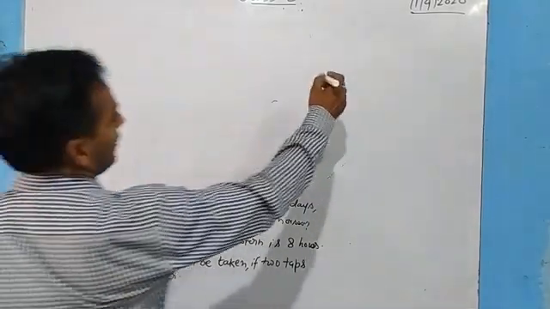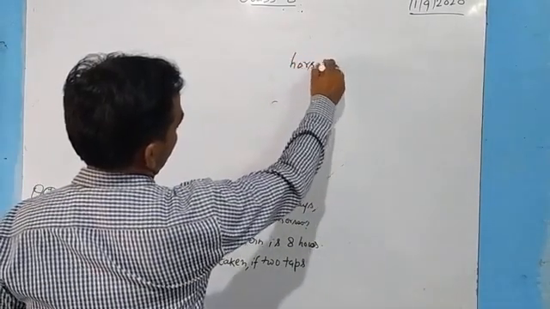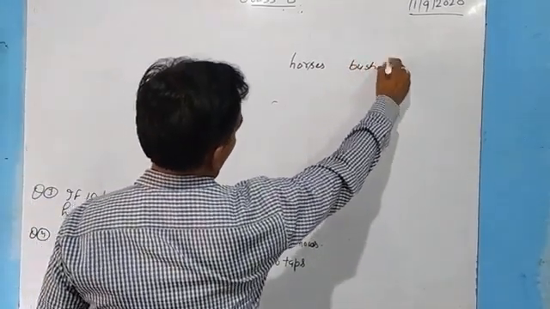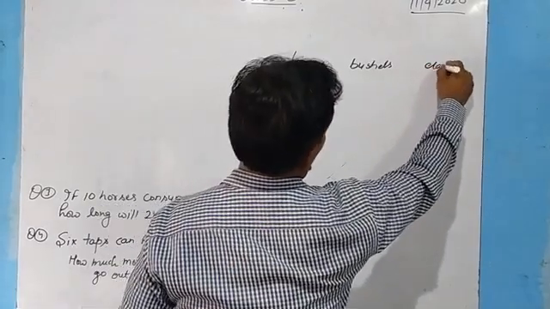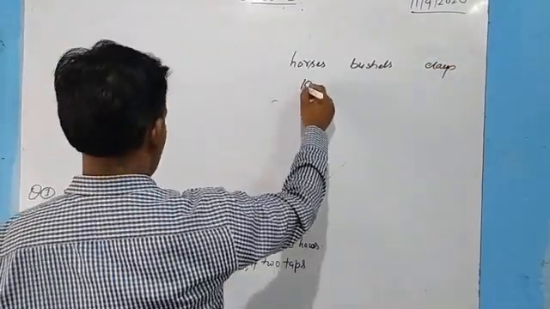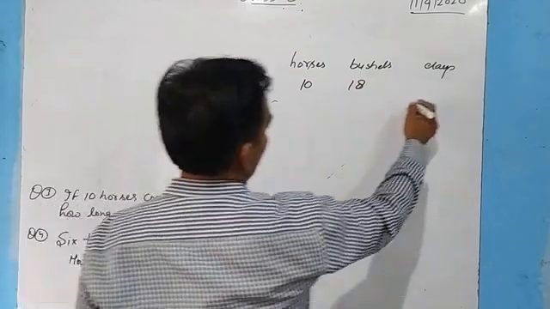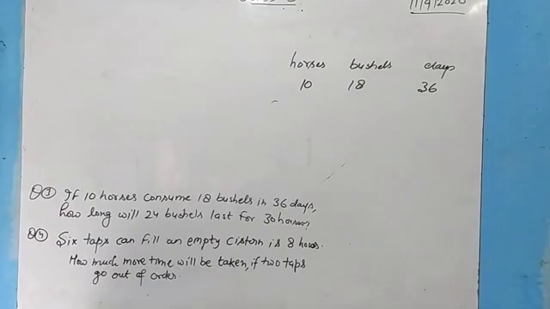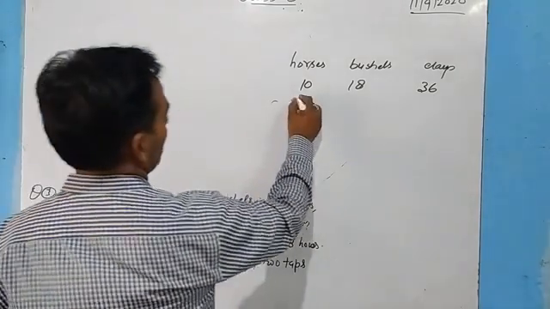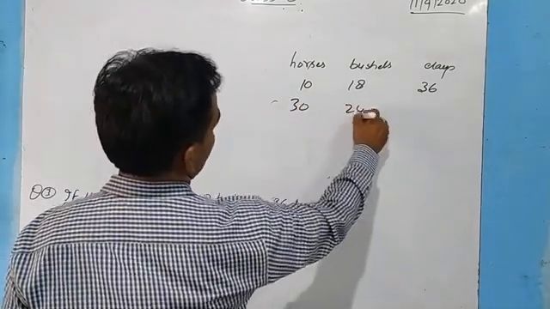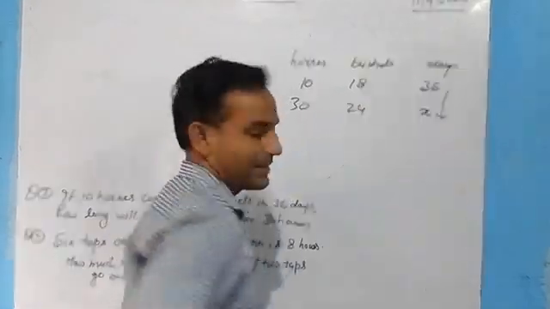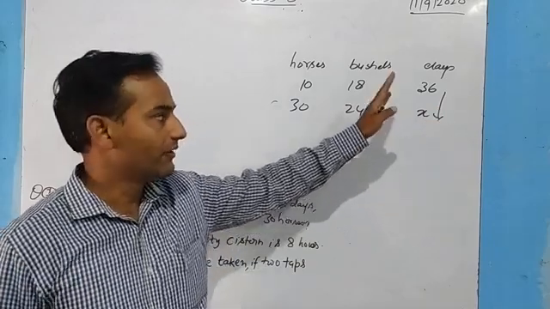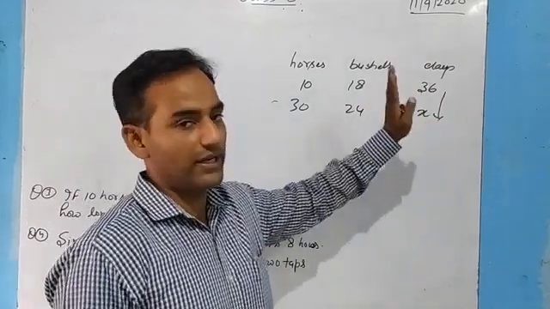Now we have horses, we have bushels, and we have days. So 10 horses, 18 bushels, 36 days. How long will 24 bushels last for 30 horses? 30 horses are there, 24 bushels are there, x days. At the side of x, a downward arrow. As you have seen in my previous videos and questions, whenever you get x, a downward direction arrow is required.